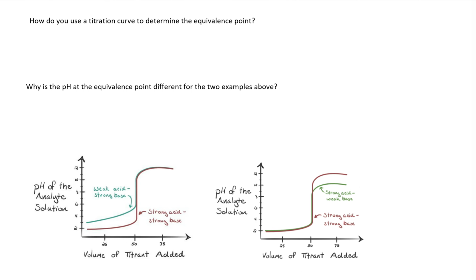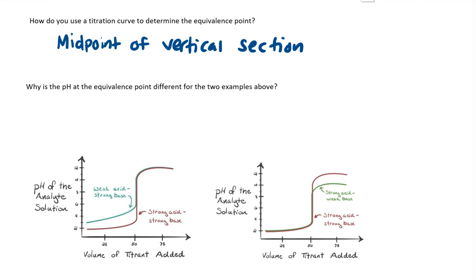How do you use a titration curve to determine the equivalence point? The equivalence point, where your moles of acid equal moles of base, is that midpoint of the vertical section. So find that vertical part of the curve, go about halfway up. That's going to be your equivalence point. So from there you can read the pH, and then from there you can read the volume of titrant that was added. Next question, why is the pH at equivalence point different for the two examples above?